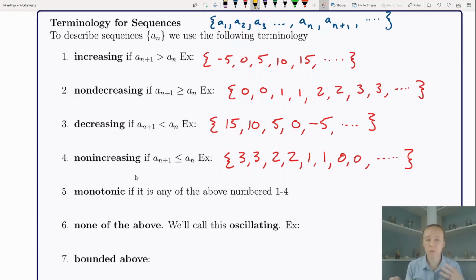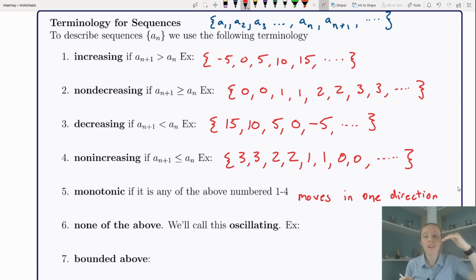Now the next term we're going to go over is monotonic. And monotonic means essentially that our sequence moves in one direction. So up above, when we're increasing or we're non-decreasing, we're still moving in that same general direction. Or if we're decreasing and non-increasing, we're still moving in that same direction. So numbers 1 through 4 are all monotonic.